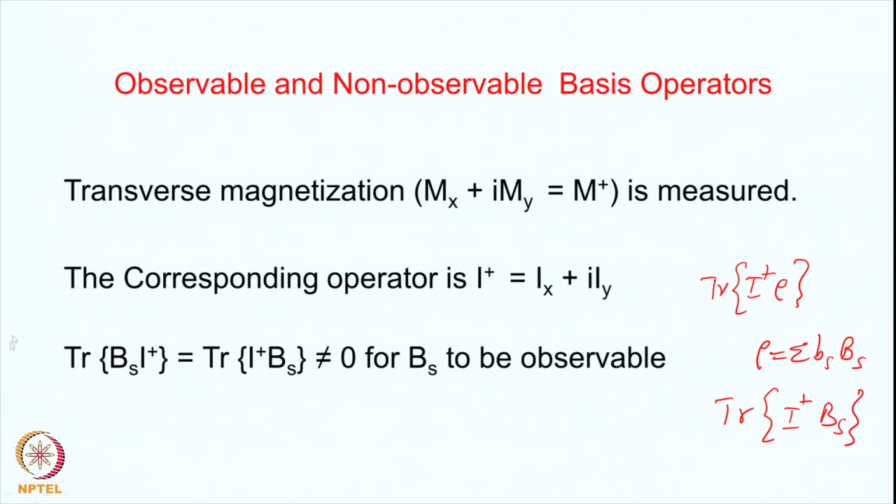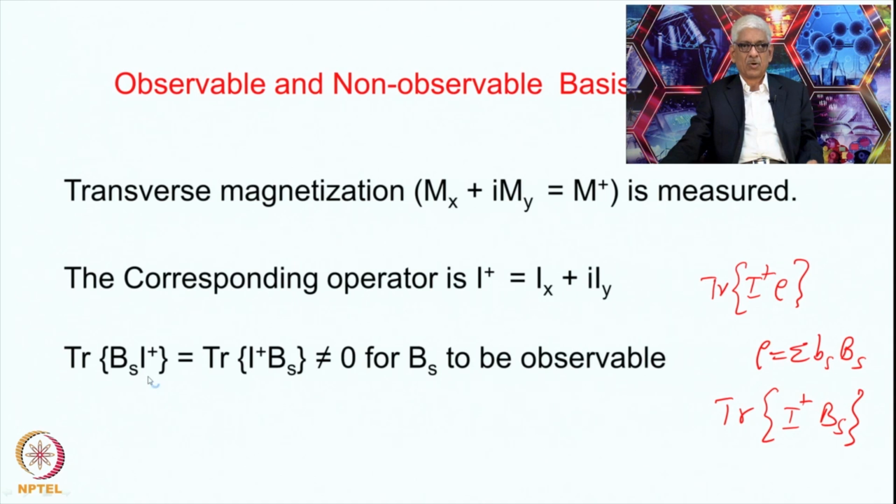So you calculate the trace of BS I plus, and notice that this is quite symmetric. The trace of BS I plus is the same as the trace of I plus BS; it does not matter which order you put them in. This should be non-zero for BS to be observable. This was the condition we derived earlier: the expectation value has to be non-zero for it to be observable. So we are going to calculate the traces of these individual basis operators with the I plus operator.